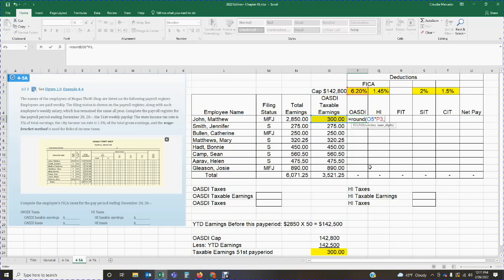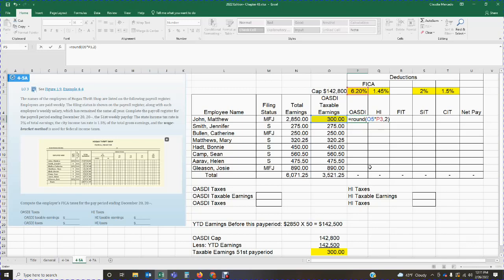And then I'm going to do a comma, okay? And how many digits do I want to round? Well, I want to round to 2 digits, so I'm going to enter a 2. And then I'm going to close my parentheses, okay? Now, I'm not done. I'm going to copy this formula down to the rest of my employees, okay? When we copy down, our numbers or our cells shift.